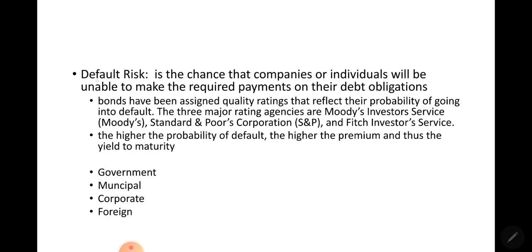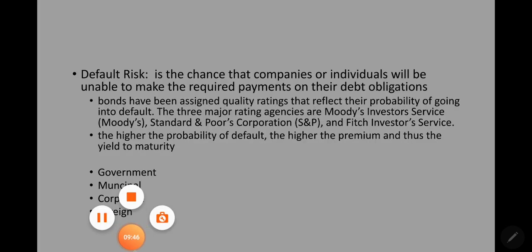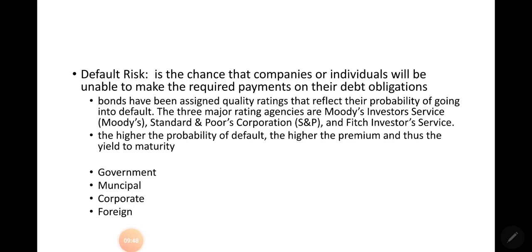Moving ahead, the last type of risk is default risk. It is the chance that companies or individuals will be unable to make the required payments on their debt obligations. Default risk is simply that the other party, the corporation in this case, is unable to make payments. So default risk is the risk that the other party is unable to meet their obligation. So in this case, the corporation is unable to make the payments that they had promised, which means they might default on the interest payments and they might not return you the par value.